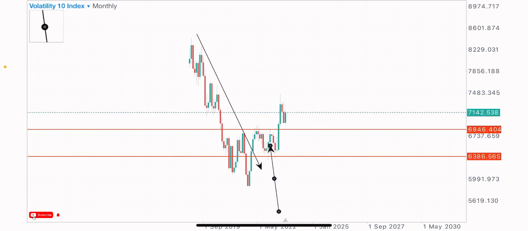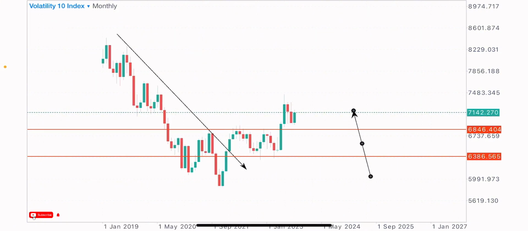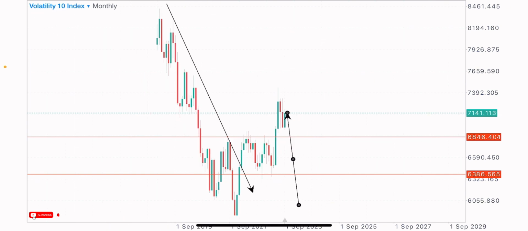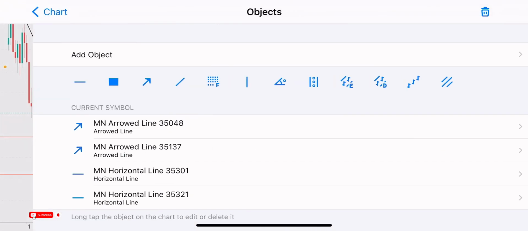So the resistance at this point got broken, but the market's here to retest this resistance level. So this is the current market situation. The market has failed to retest this broken level of resistance, turned support, right? The market has failed to react on this level as a support. So what do we expect of this index basically?